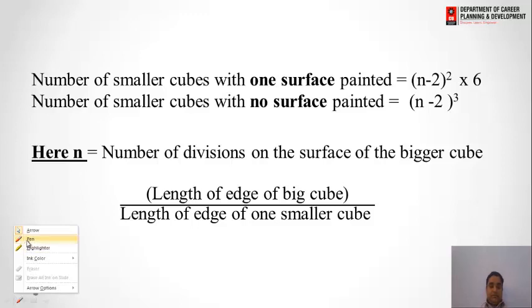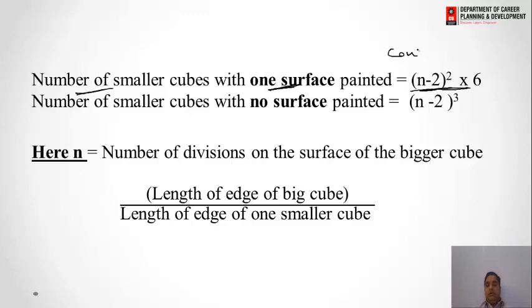Then the number of smaller cubes with 1 surface painted, that is n minus 2 square into 6. That is called the central cube. Central cube is the cube with 1 surface painted.